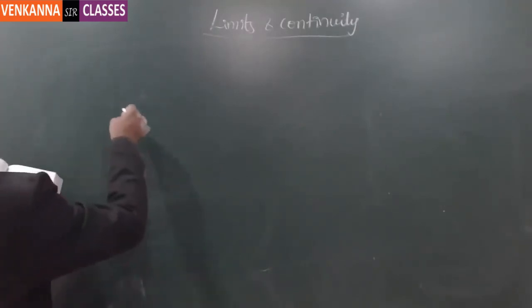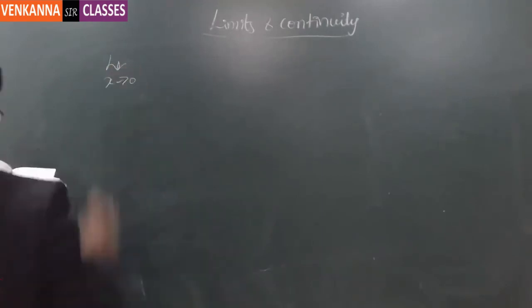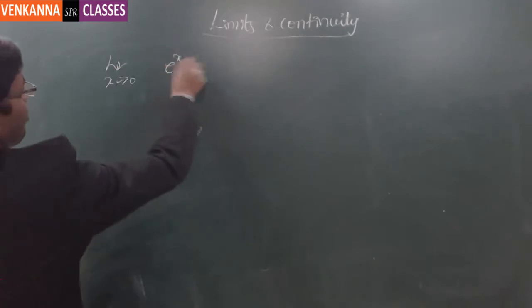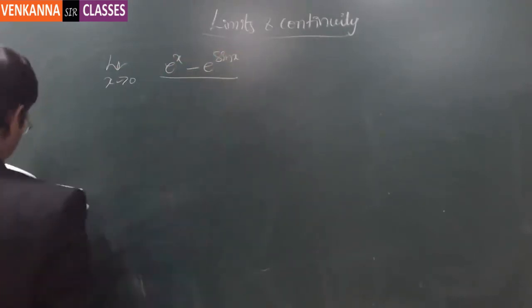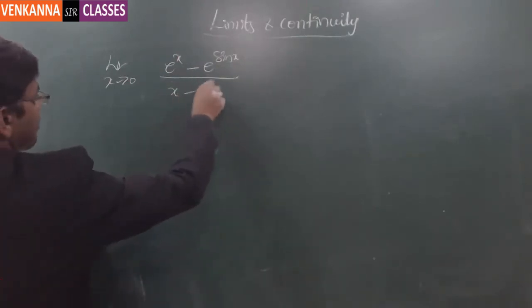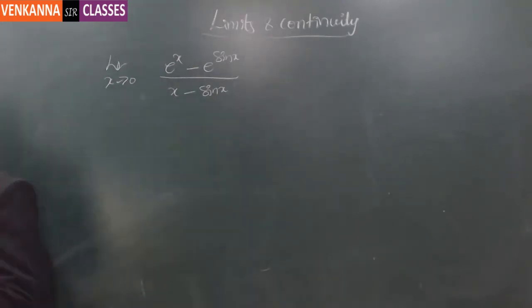Limit x tends to 0, e power x minus e power sin x divided by x minus sin x. Solve this. Got it? Yeah, 1.